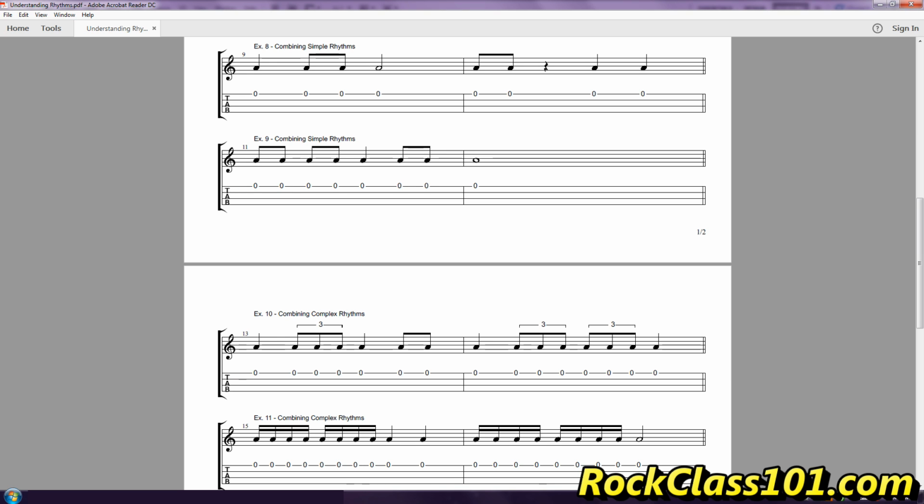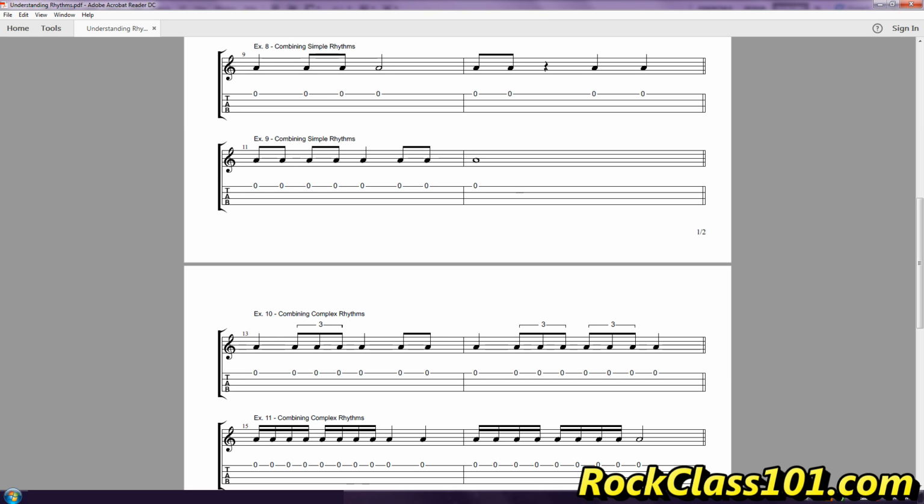Alright, so for exercise 9, starting out with 8th notes, then quarter note, back to 8th note, and then we get a whole note. So we have 1 and 2 and 3, 4 and 1, 2, 3, 4. So let's do it together. 3, 4, 1 and 2 and 3, 4 and 1, 2, 3, 4. So nothing too hard in that one.